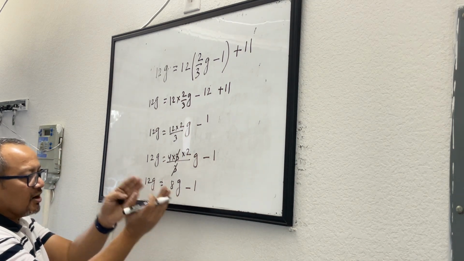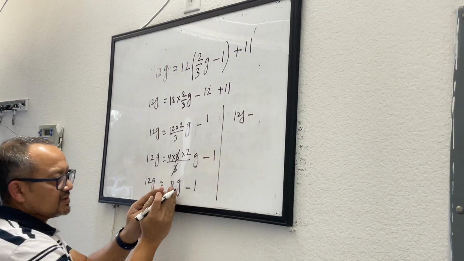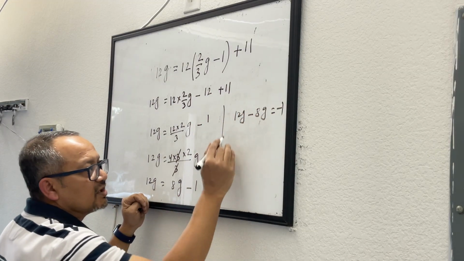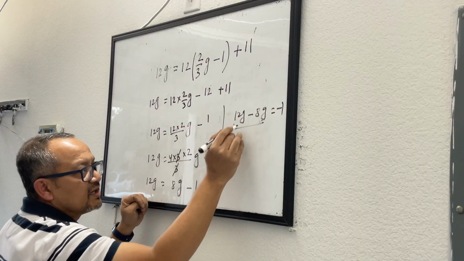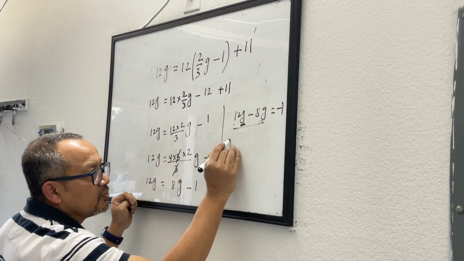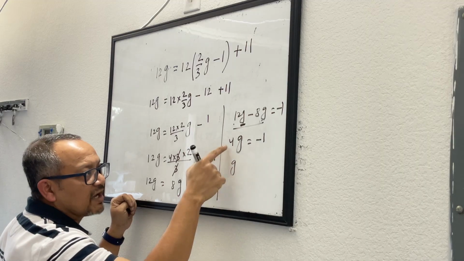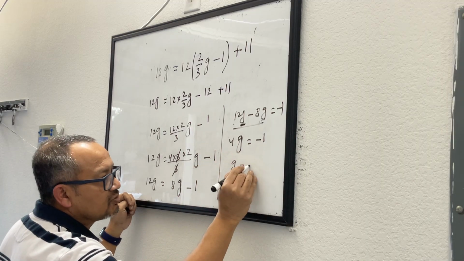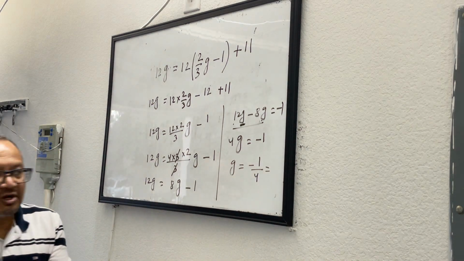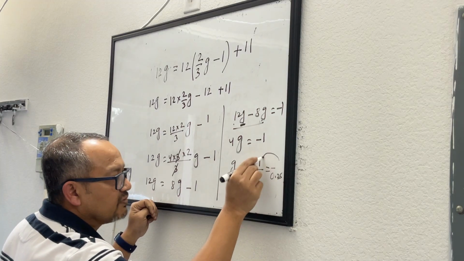So if you bring all the g's together, it becomes 12g minus 8g equals minus 1. If g was standing for ground nuts, you have 12 ground nuts minus 8 ground nuts, 4 ground nuts equals minus 1. So 4 times g equal to minus 1. So g will be equal to minus 1 divided by 4, which you can leave as minus 1 by 4, or you can convert that to a decimal, minus 0.25, whichever way you are comfortable.